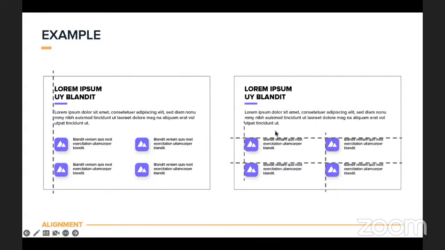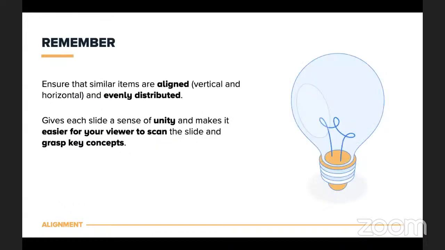A useful one is to turn on the grid line setting in your PowerPoint view tab option, or use the alignment tool in PowerPoint to help you better align things on your slide. So just try to remember to group and align similar items together, vertically or horizontally, and ensure that they are evenly spaced across your slide. This will make it easier for your viewer to scan the slide, create connections between icons and text and other graphics, and just grasp key concepts better.